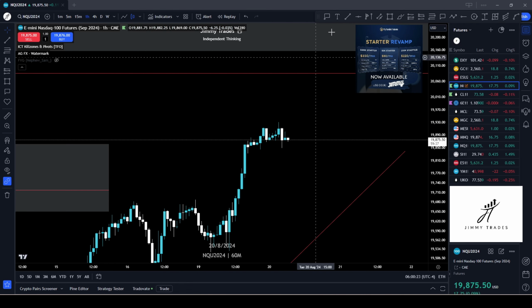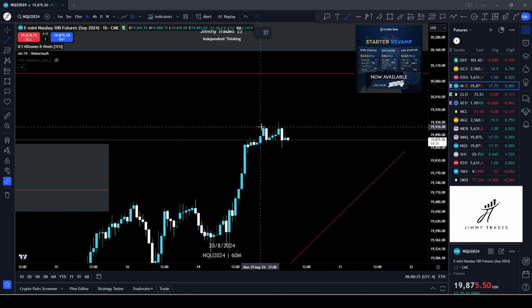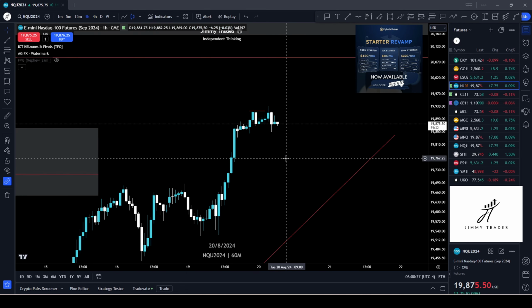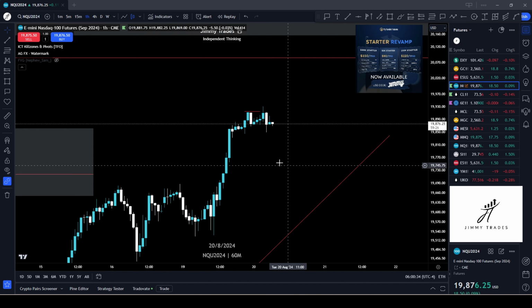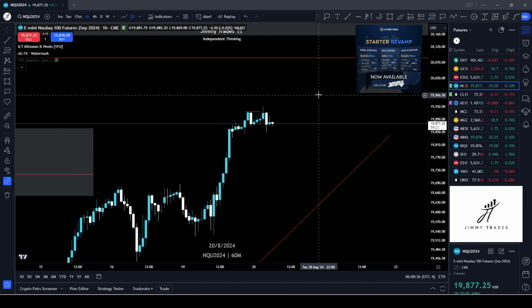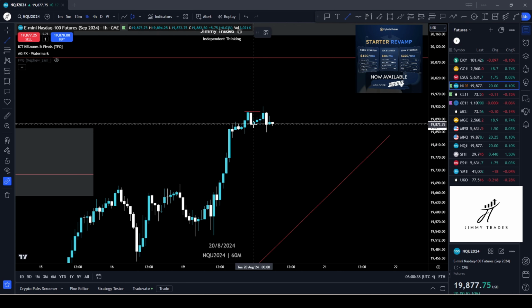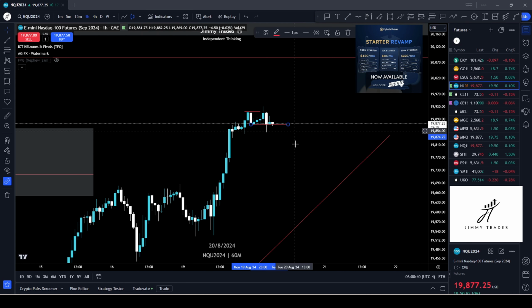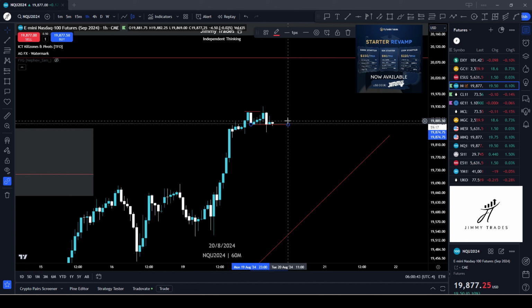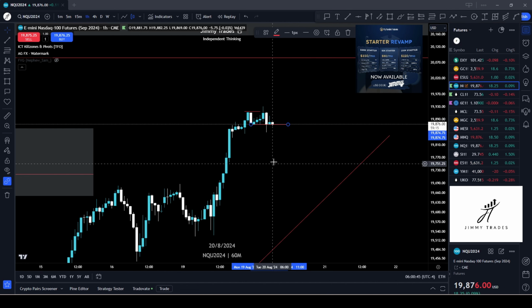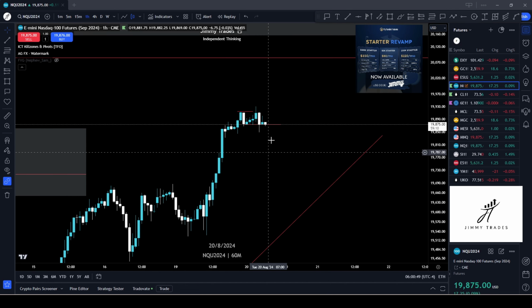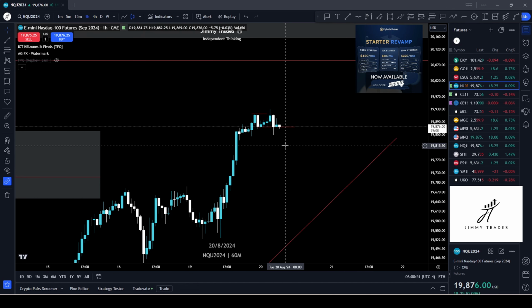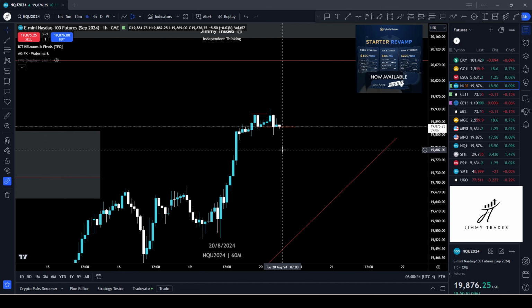So we have had a sweep of Monday's high, so an important level. We've had a sweep of Monday's high. So if we get a close below here with displacement, that could be our change in the state of delivery we're looking for, to see price push lower.